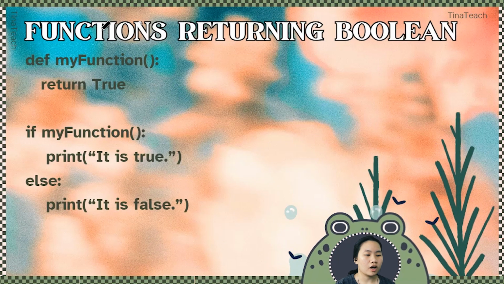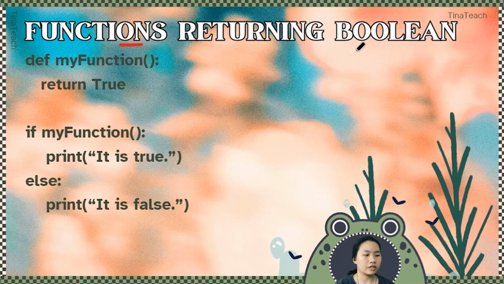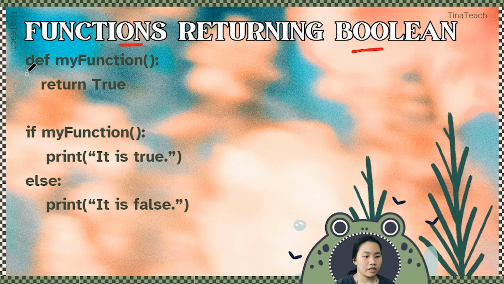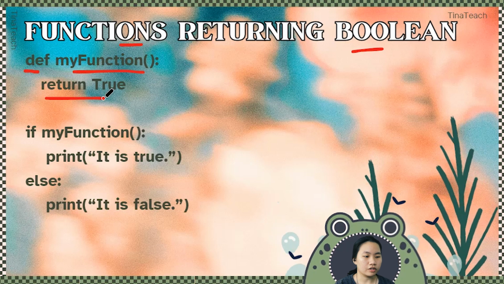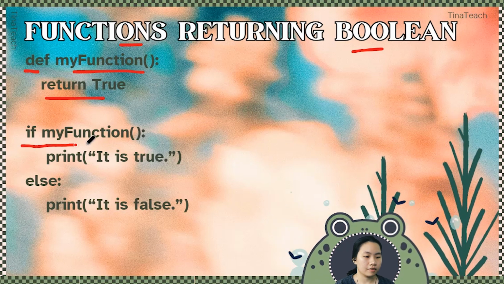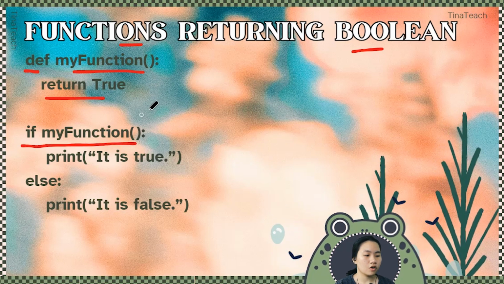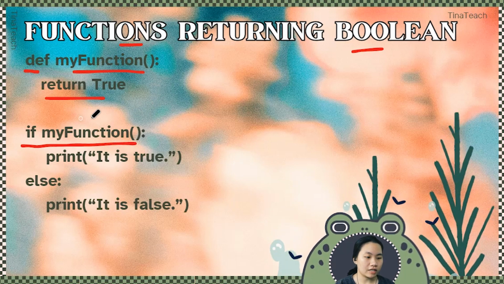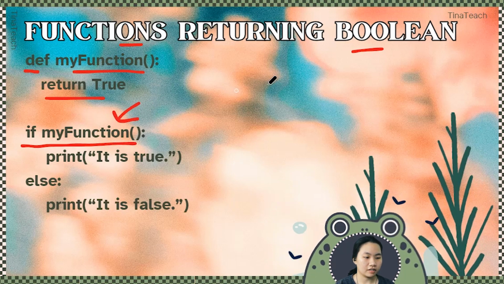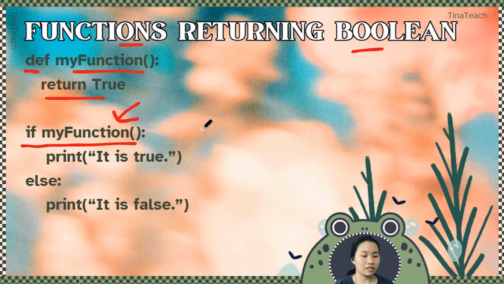Now let's move on to a function returning a Boolean value. Here I have def my_function. This is the name of my function. And the function returns true if my_function. So instead of saying if my_function is true, you can simply say if my_function, okay? As long as it has something in it, it just evaluates into true.